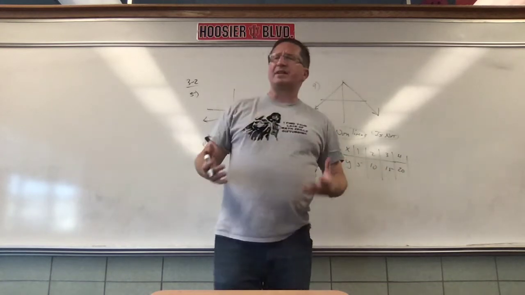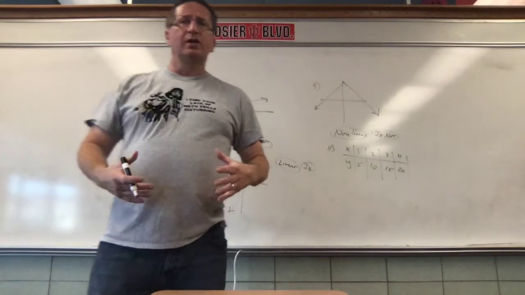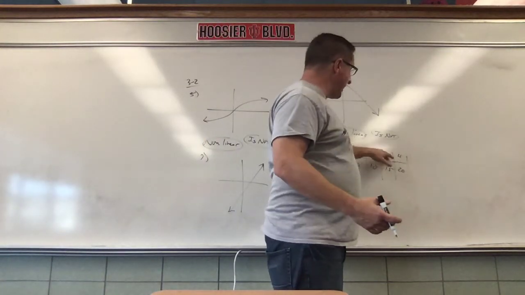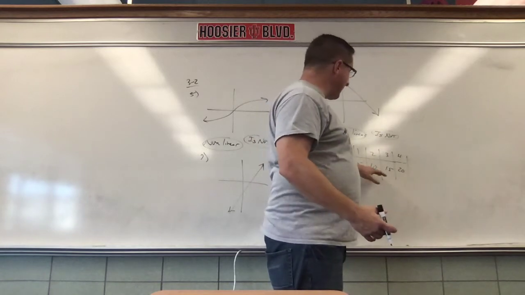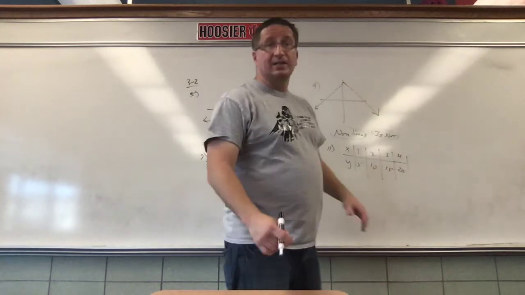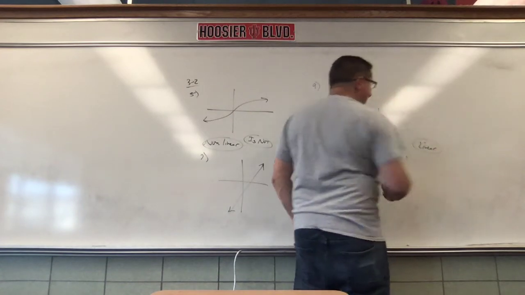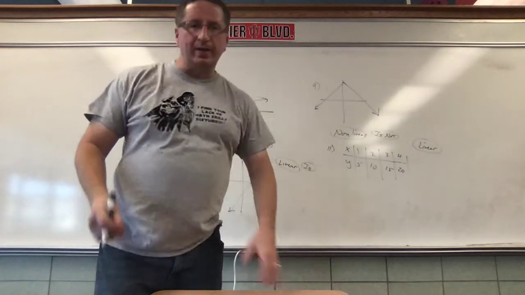So are we doing the same thing to the x values as we are to the y values? No, but with the x's, we're doing the same thing every time: adding 1, adding 1, adding 1. With the y's, we're adding 5, adding 5, adding 5. That is linear, okay? It is a linear function. So if you were to graph that, they would all fall in a straight line.